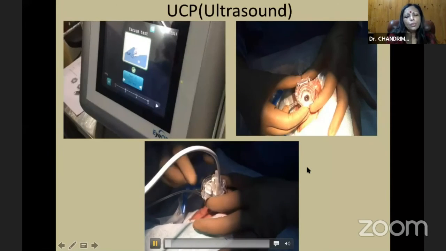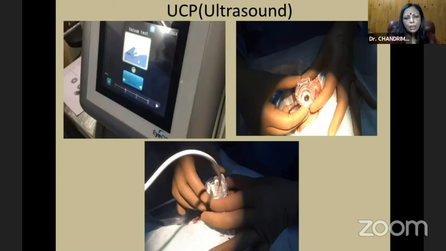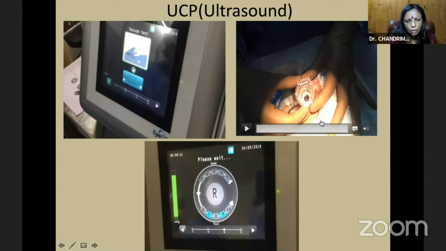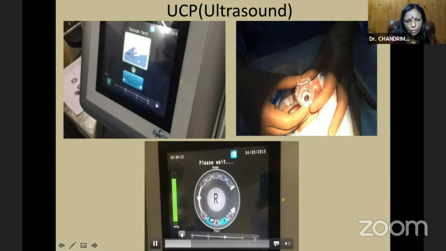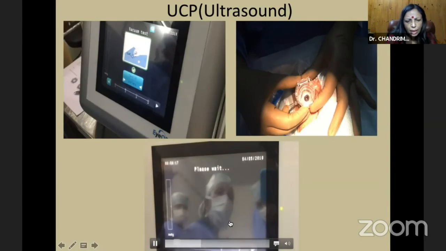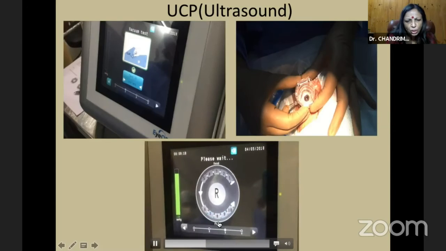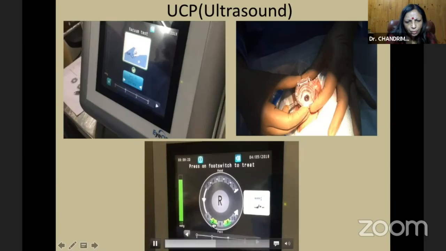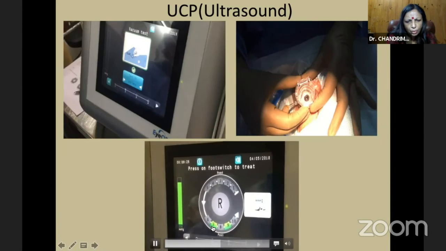Once you've done it on one hemisphere, you turn it as I'm turning it, and then you can do it on the other hemisphere. And this is where you can actually see that the ultrasound wave has been applied on these quadrants. You can actually choose, and there is a gap of 20 seconds between each application. This is where the ultrasound waves are being applied.